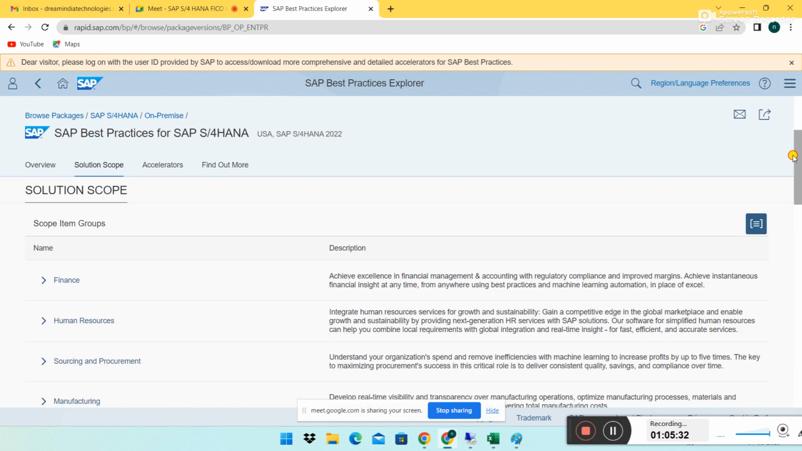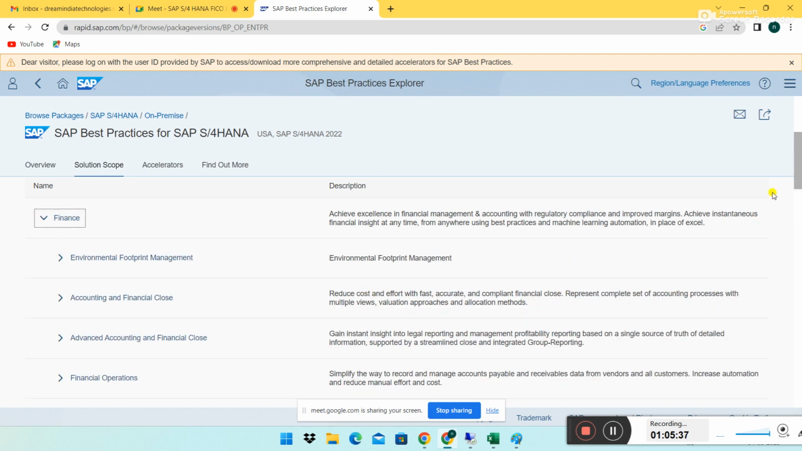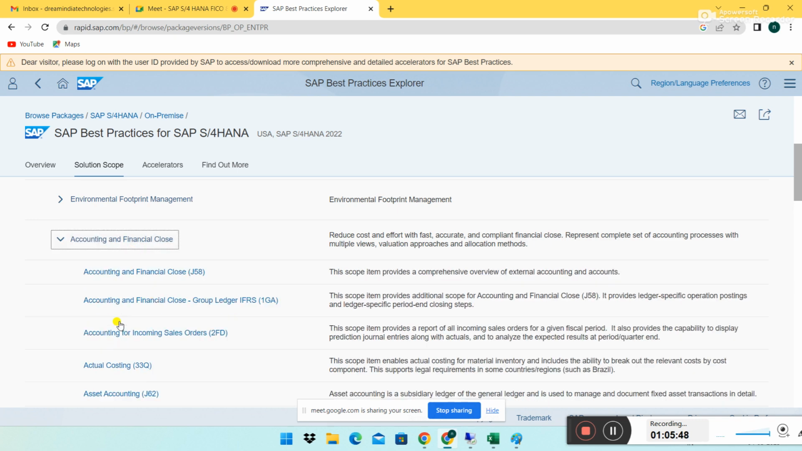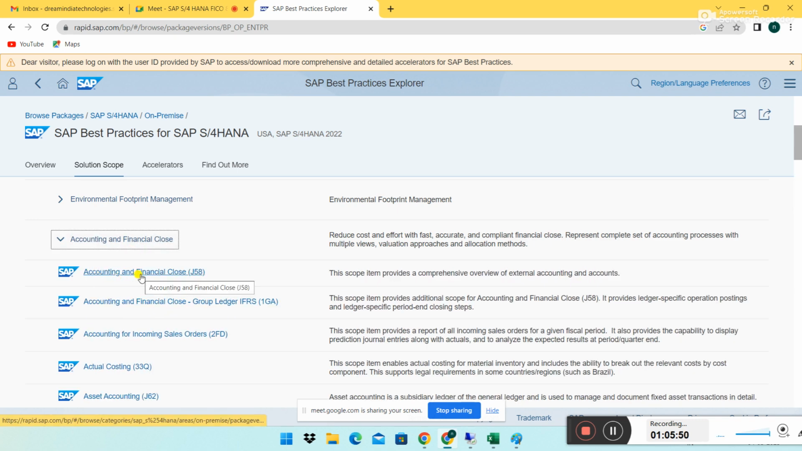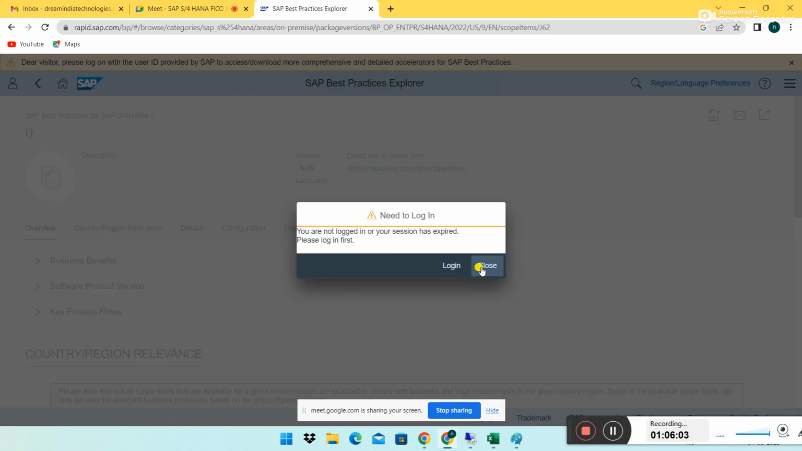Let's say we are in FI. Let's understand different modules. If you want to understand the financial close, maybe month end or year end, what activities they have, you just click inside. You see accounting and the financial close. Let's pick one that is easy to understand, maybe asset accounting. Let's pick it. You just click, it'll give you the entire process.